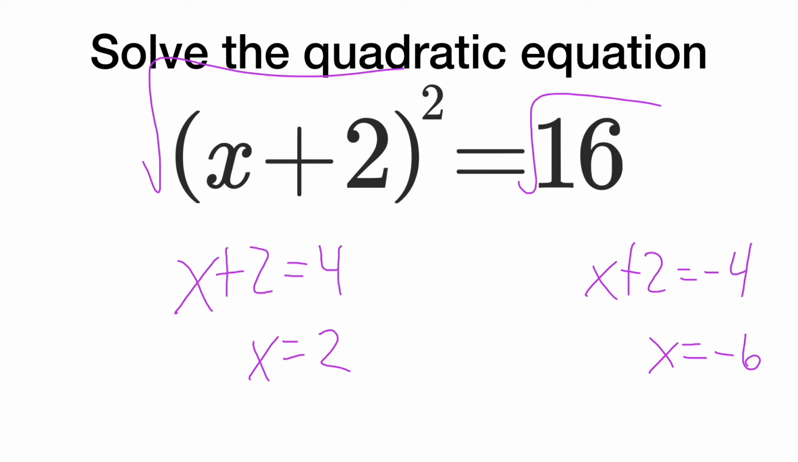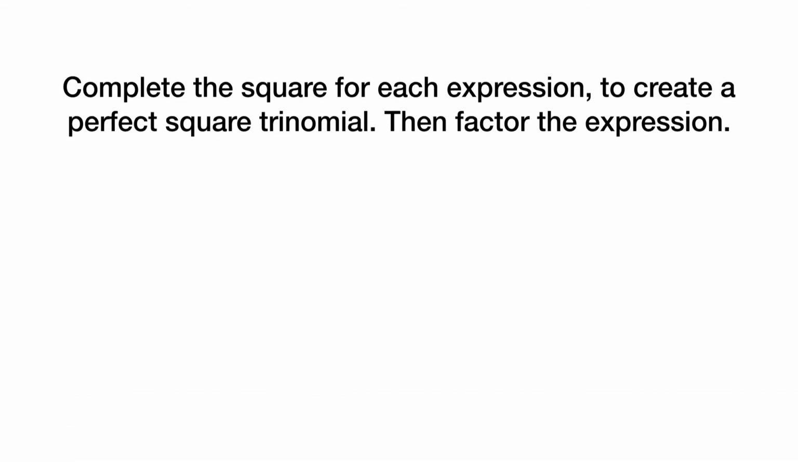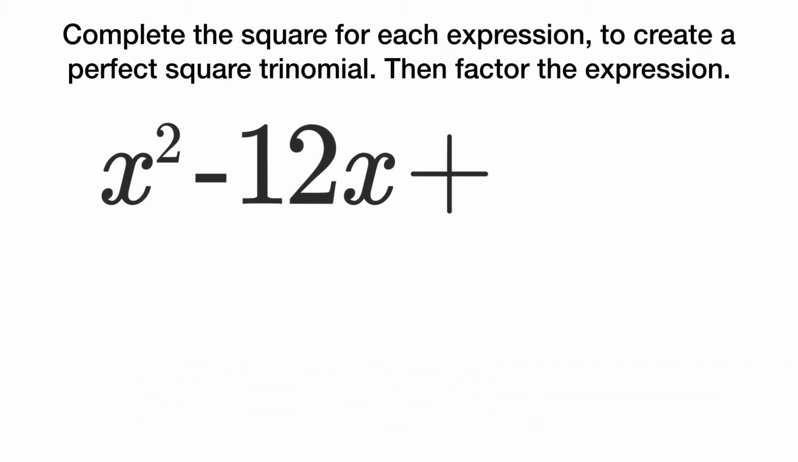Now, I could try to describe every single step, which I've tried in the past, but I think it's honestly easier if we just actually try it through practice. So we are going to complete the square for each expression to create a perfect square trinomial. Then we're going to factor the expression. So whenever we have an expression like this, we are looking for the third part to complete our square. So here's how we figure it out.